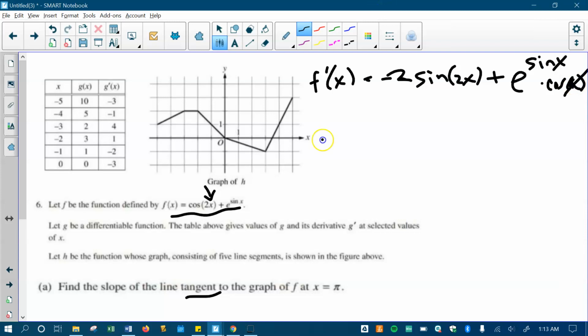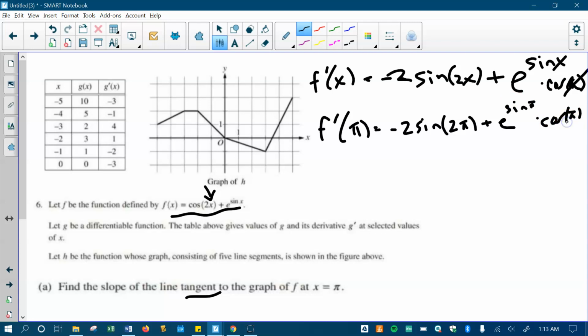Okay, if we plug in pi, we get f prime of pi is equal to negative 2 sine of 2 pi, which I believe is 0, plus e to the sine pi times cosine of pi. And again, sine of 2 pi is 0, sine pi is 0, so that's e to the 0, which is 1, and we have a cosine of pi, which is negative 1, so this is going to be negative 1.